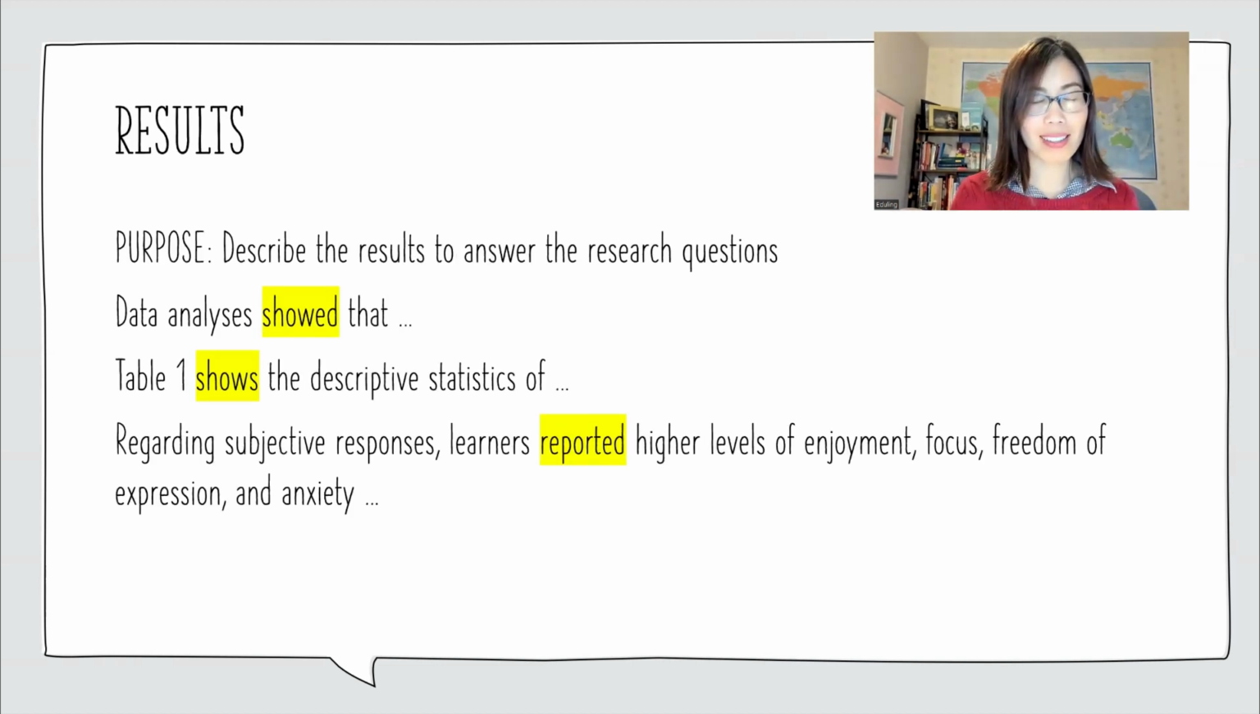Now, the results, this is the most important section of your paper. The purpose is to describe the results, or you can call them the findings, to answer the research questions. And you can use some sentence structures like data analyses showed that. Usually the past tense is used here. Or you can say table 1 shows the descriptive statistics of, if you have a table. And then describe your finding.